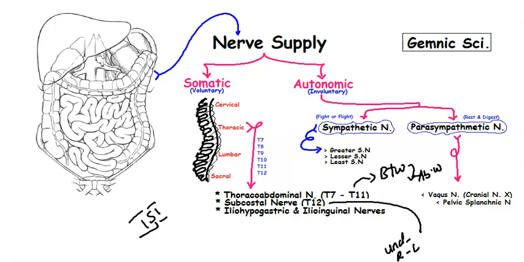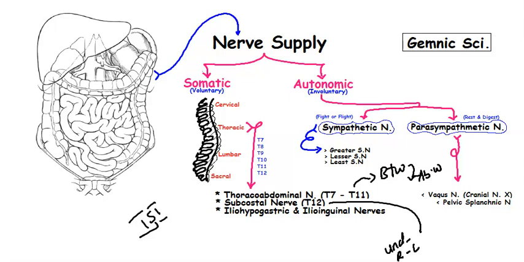To make things easier, we said the vagus nerve, which is the cranial nerve, simply controls most of your digestive organs. And here we have the pelvic splanchnic nerve, which starts from the sacral vertebrae S2 to S4, and this nerve takes care of the lower intestine, like the bladder and the reproductive organs.